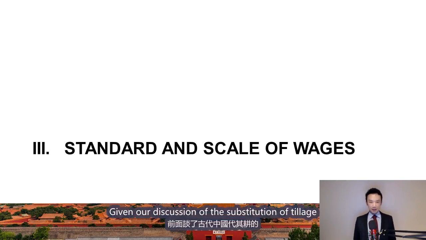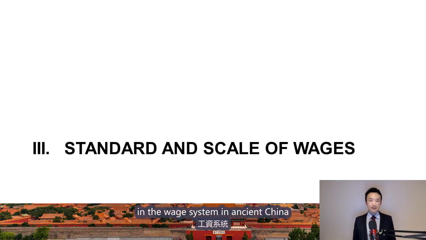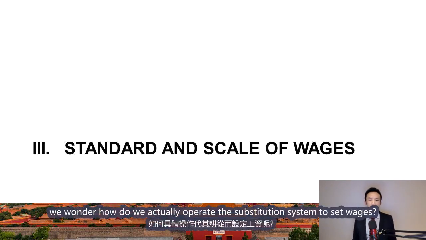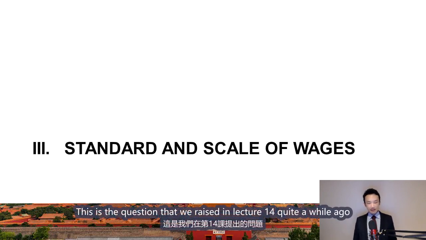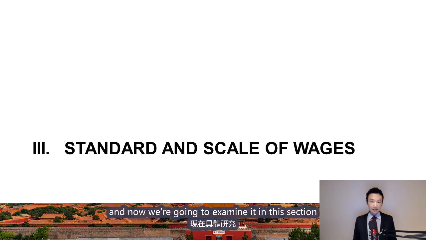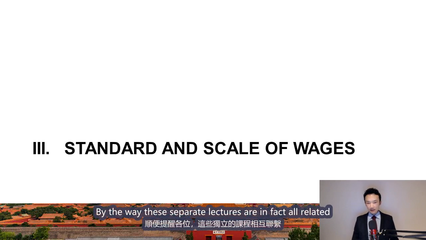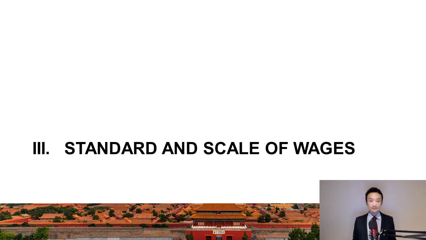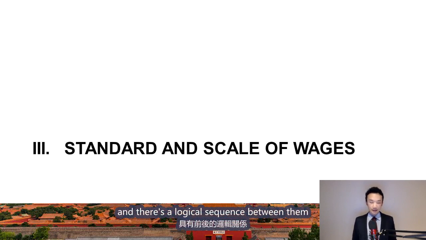Now, given our discussion of the substitution of tillage in the wage system in ancient China, we wonder how we actually operate the substitution system to set wages? If you remember, this is the question that we raised in lecture 14 quite a while ago, and now we're going to examine it in this section. By the way, these separate lectures are in fact all related, and there's a logical sequence between them.